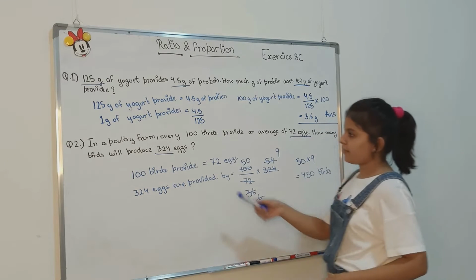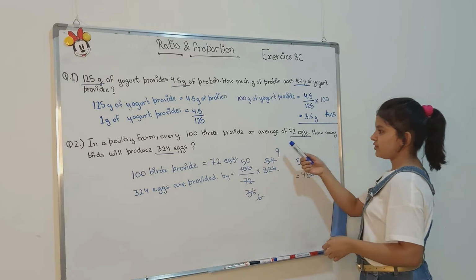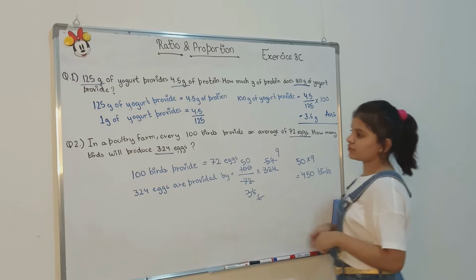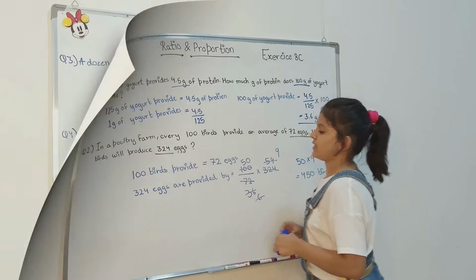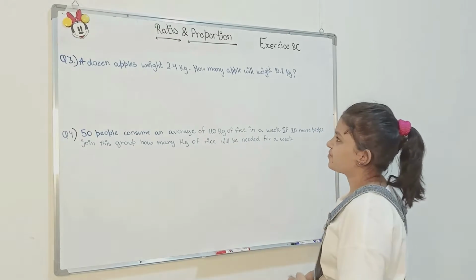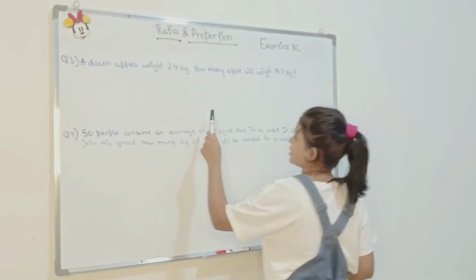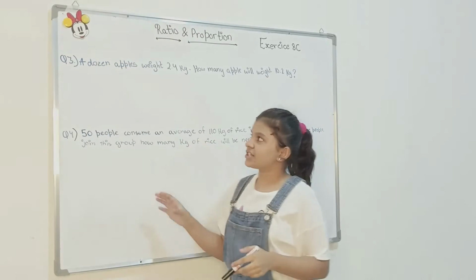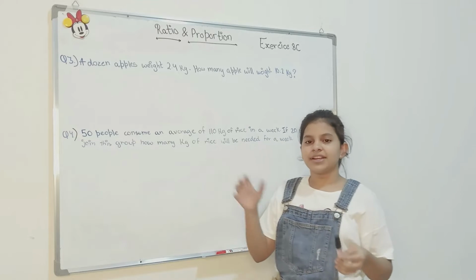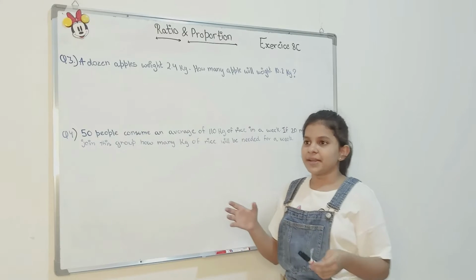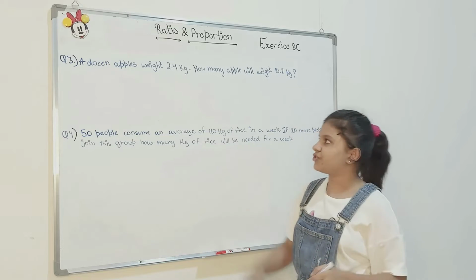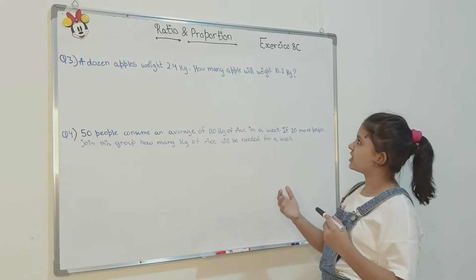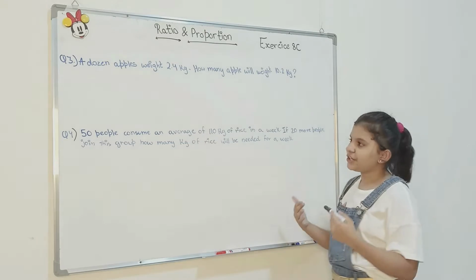So here in the farm, 100 birds are providing an average of 72 eggs. And then 450 birds will provide an average of 324 eggs. So now we will do the third question. A dozen apples weigh 2.4 kg. How many apples will weigh 10.2 kg? So here a dozen apples means 12 apples. Like for example, a dozen bananas, a dozen oranges, it can mean 12 bananas and 12 oranges. So here 12 apples weigh 2.4 kg and they are asking how many apples would weigh 10.2 kg.